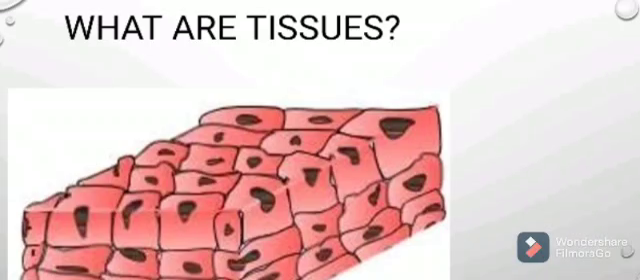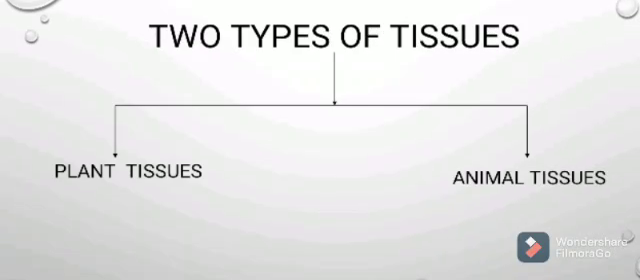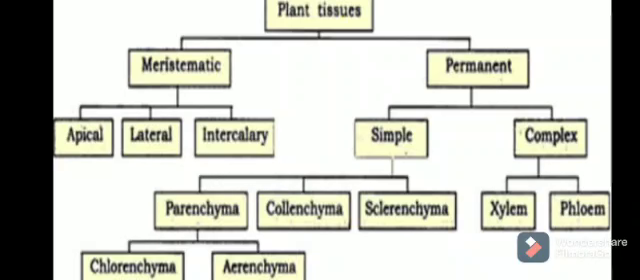What are tissues? A group of cells that are similar in structure or work together to achieve a particular function forms a tissue. Most of the tissues in plants are supportive, which provide them with structural strength. Tissues are basically divided into two groups: plant tissues and animal tissues. Plant tissue consists of meristematic tissues and permanent tissues.